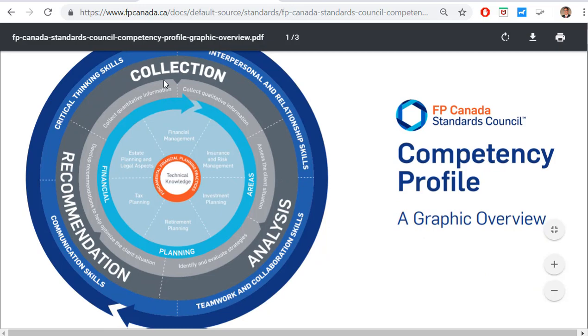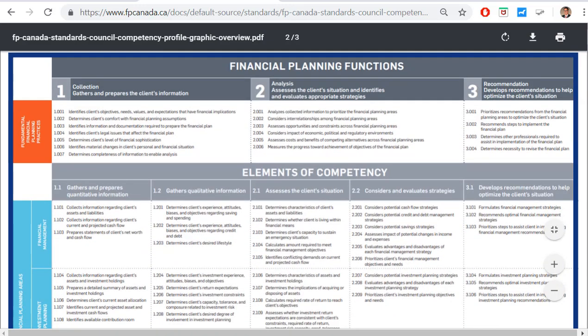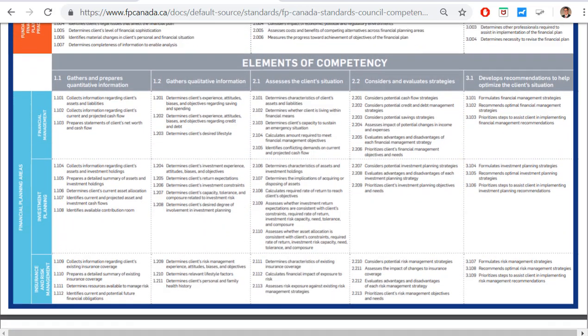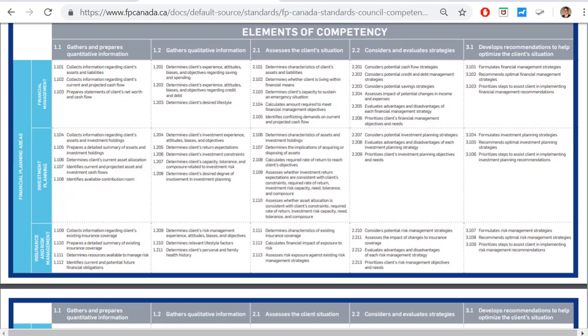And indeed, that is what I'm using in the slides. There was the collection, analysis, recommendation. You can see I include that in my slides, and then we're getting into the financial planning functions, the elements of the competency in the financial planning areas.